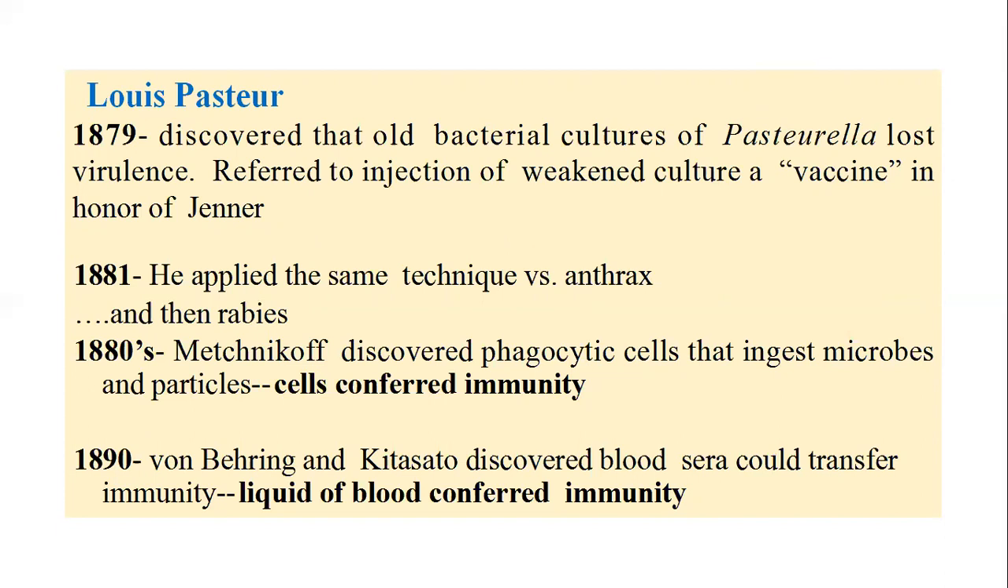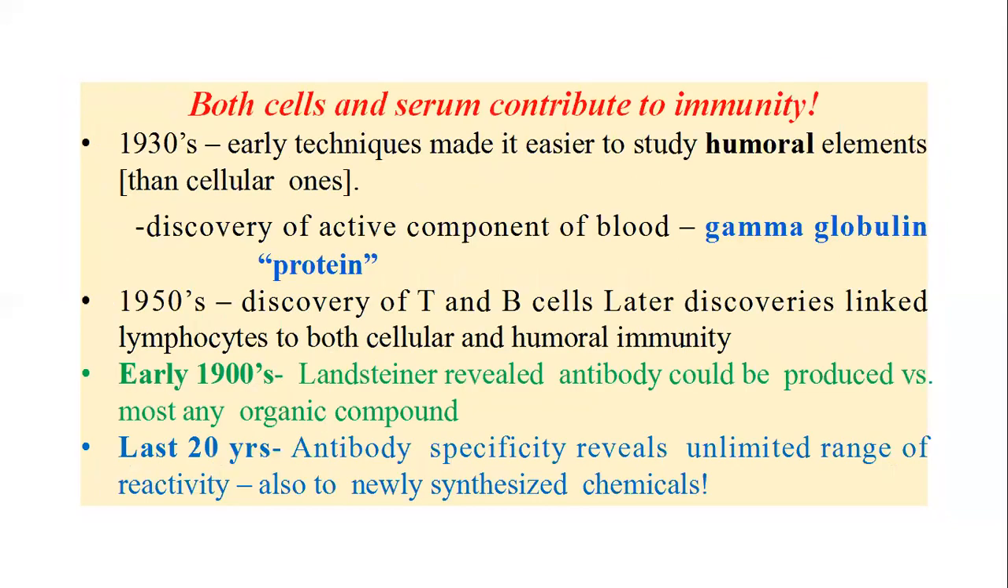Then in the 1880s, Metchnikoff discovered phagocytic cells that actually ingest microbes and particles, and this was conferred as cell-mediated immunity. In the 1890s, the work of Behring and Kitasato came, who discovered that serum, so it's not only cell-mediated; there is also a liquid or blood-mediated immune system. So both cells and serum or blood contribute to immunity.